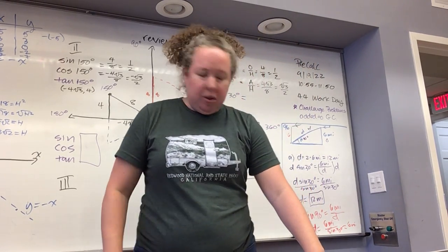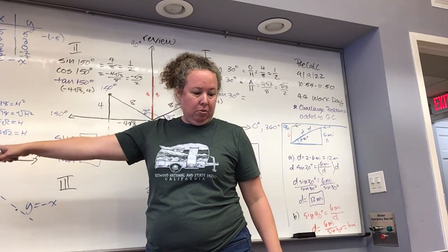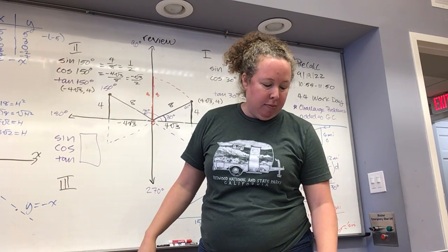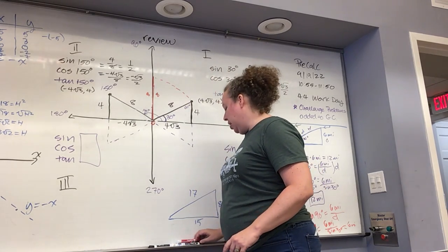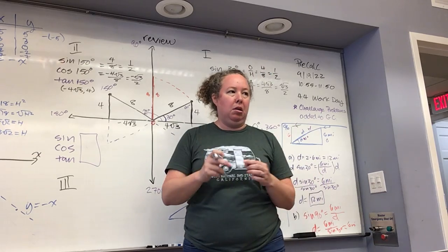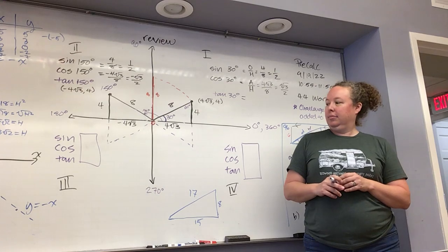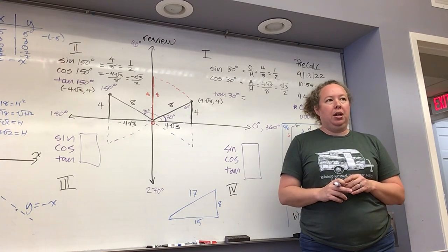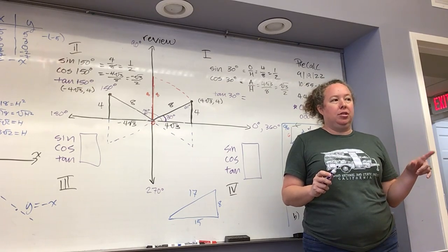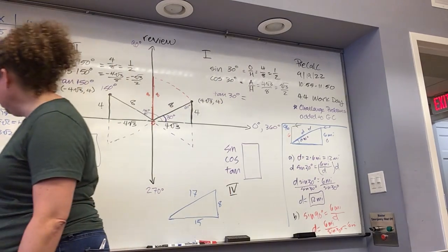So this relates to the last problem. Although they don't make it obvious, 225 degrees, what quadrant is that going to be in? In the third. It's going to be in the third quadrant. And 225 is how many degrees past 180? 45. That's right.